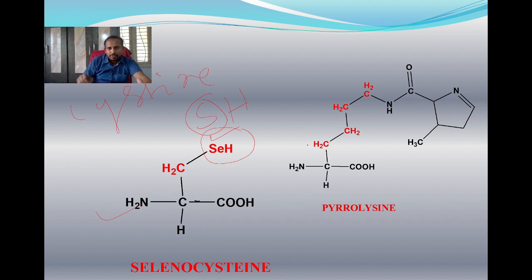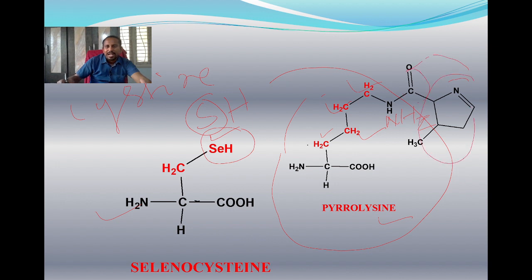If you go to the structure of pyrrolysine, it is also similar to the lysine structure. In the last slide we already discussed the structure of lysine. In lysine we have 1, 2, 3 and 4 CH2 groups, and here NH2 will be there, so that will be lysine. But in the case of pyrrolysine, one hydrogen is replaced by this CO amide substitution, and this is pyrroline.